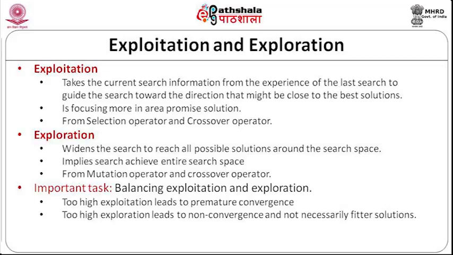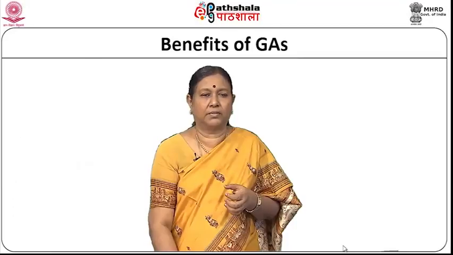The important task is balancing between the two. If you have too much exploration, then you are not going towards convergence. If you have too much exploitation, you are not going for diversity. So, it is a balance between the two. Too high exploitation will lead to premature convergence, as I already told you, and too high exploration will mean non-convergence: you will have a lot of diversity, but there will be non-convergence.